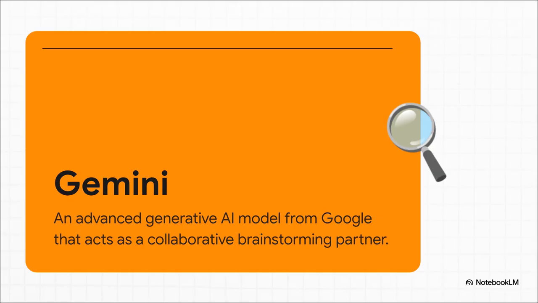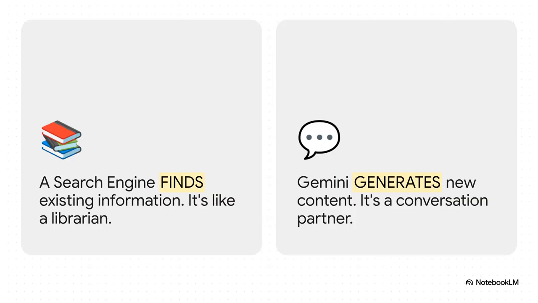Okay, so at its heart, Gemini is an advanced generative AI. Now, I know that's a mouthful, but the key thing to remember is to think of it as a collaborative partner. It's designed to generate new stuff and assist you, not just find things that already exist out there. And this right here, this is the most important distinction you need to grasp. We're all pros with search engines, right? They're like a librarian. They find existing information for us. Gemini is a totally different beast. It's a conversation partner that generates brand new content based on your instructions. That shift from finding to generating, well, that changes everything.